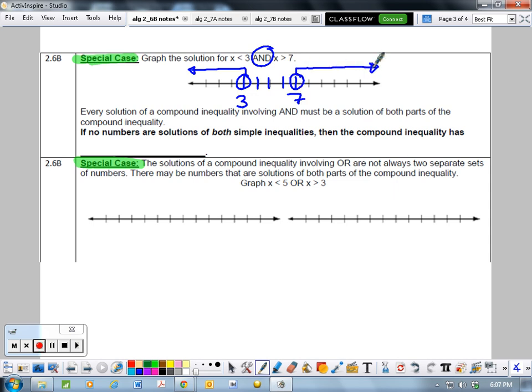So it looks like an OR problem, but the thing is it's not an OR problem, it's an AND problem. So we're looking for this overlapping that really isn't occurring. So when this overlapping is not occurring, we're going to have no solution because there's no overlapping.